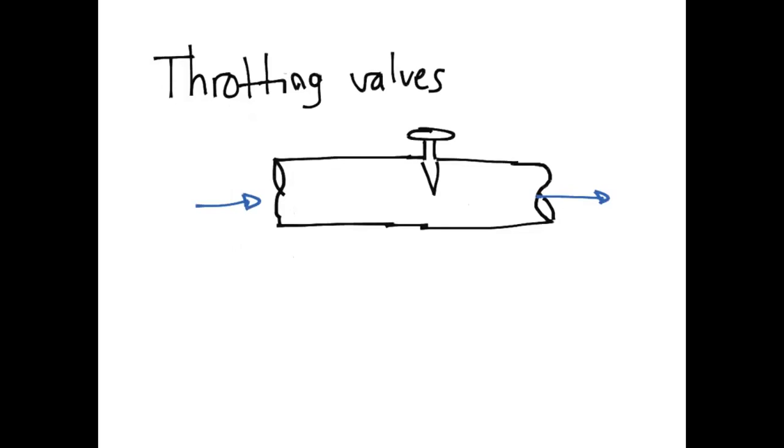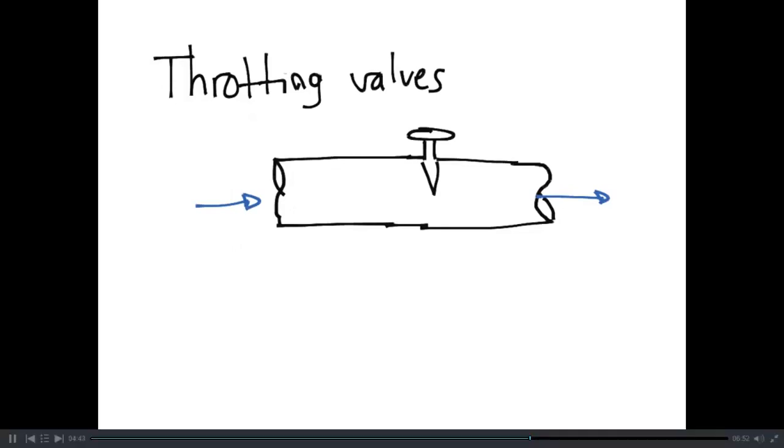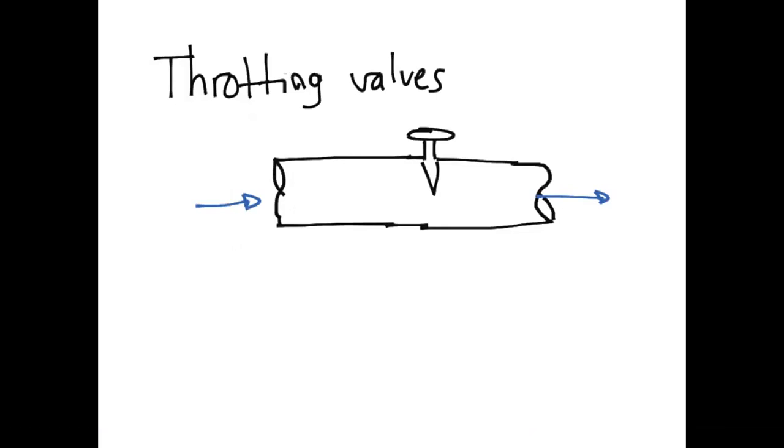But for instance, if we have some ideal gas that is entering the throttling valve, or any other fluid, what is going to happen there is that the enthalpy is going to remain constant. So this is called an isenthalpic device.